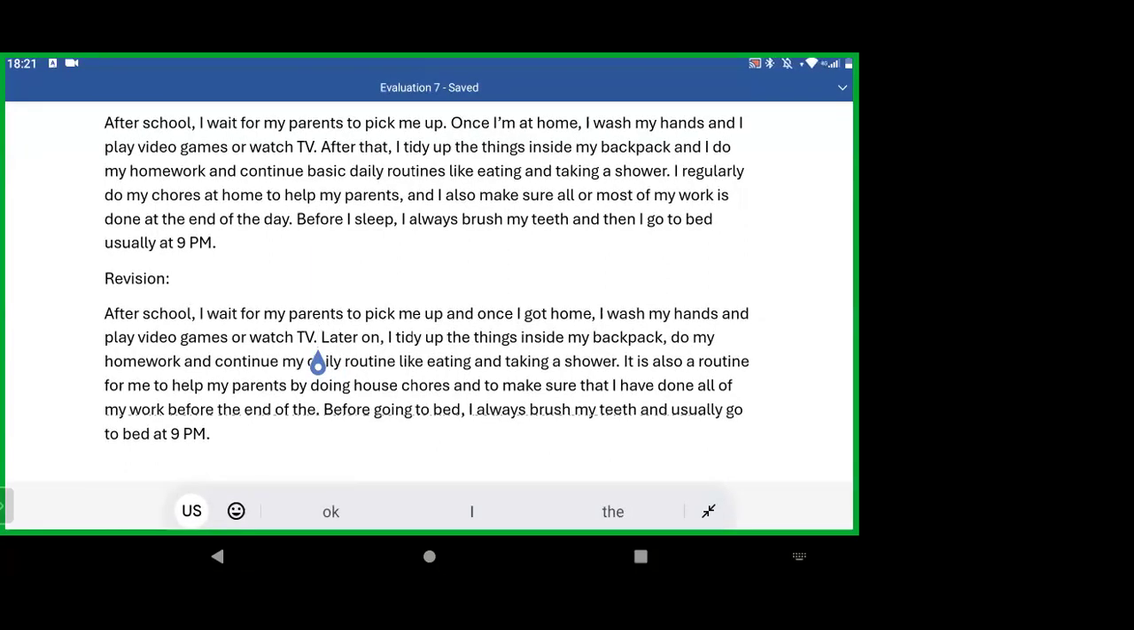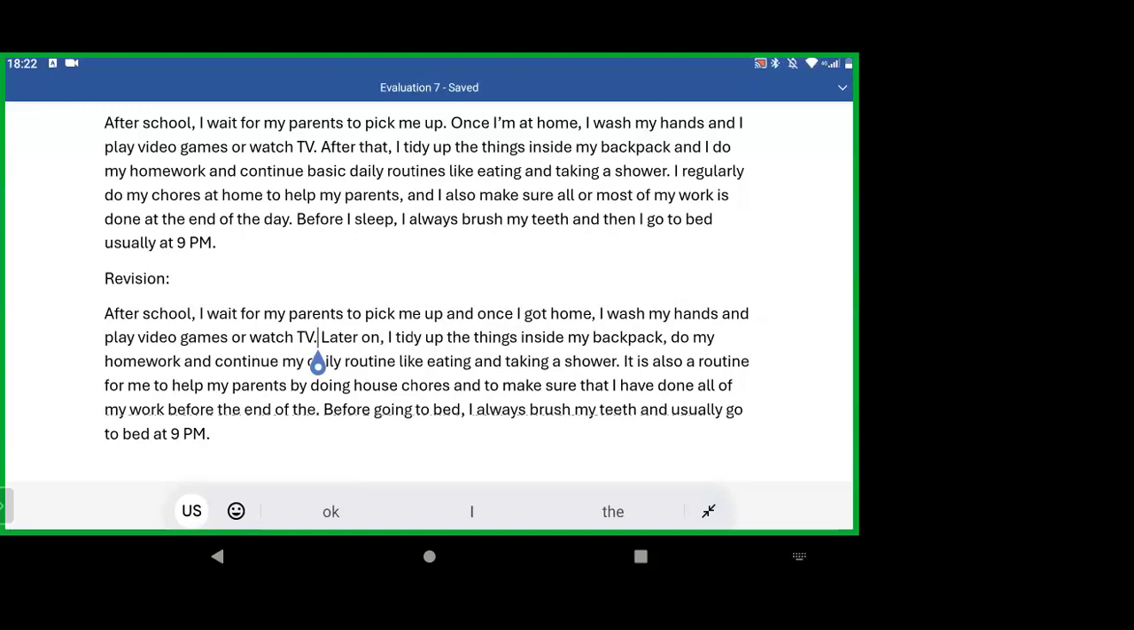It's basically the same. The only thing that I changed is the word, not because it is incorrect, but because of sentence variation. So we're trying to vary the words. So I changed that to later on. I tidy up the things inside my backpack and I do my homework and continue with daily routines like eating and taking a shower.